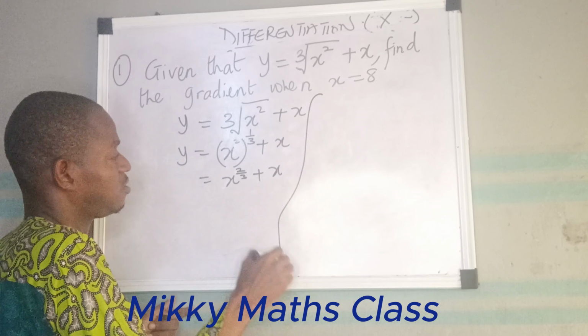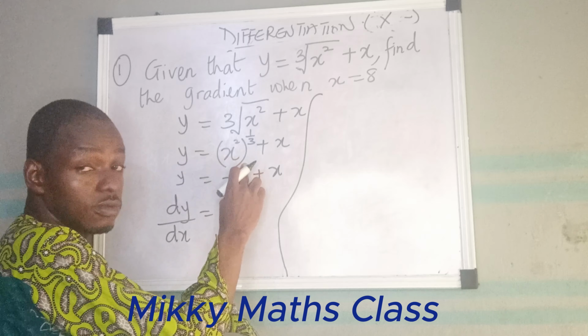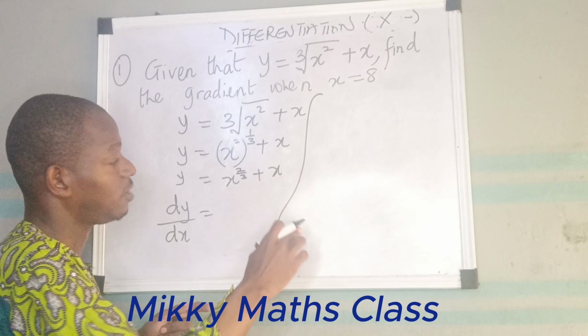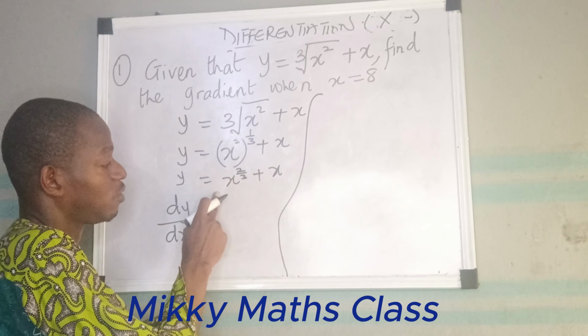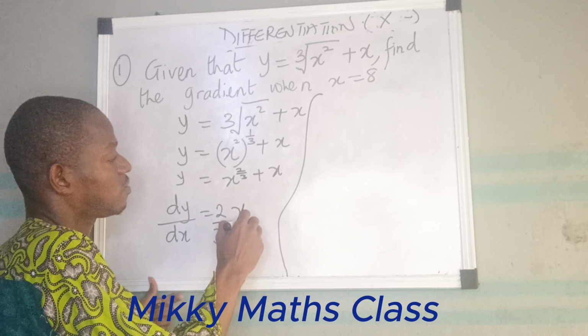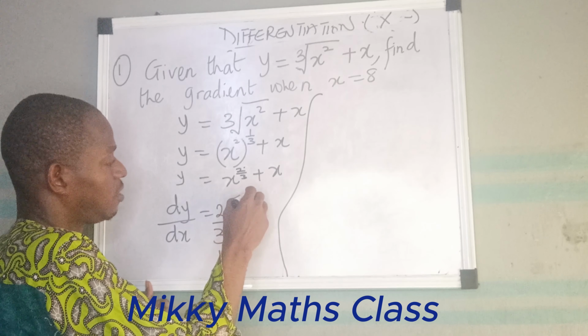Now let's differentiate. Our dy over dx will be equal to, remember, multiply and take away: 2 over 3 times the coefficient, which is 1, so it becomes 2 over 3 times x to the power of 2 over 3 minus 1.